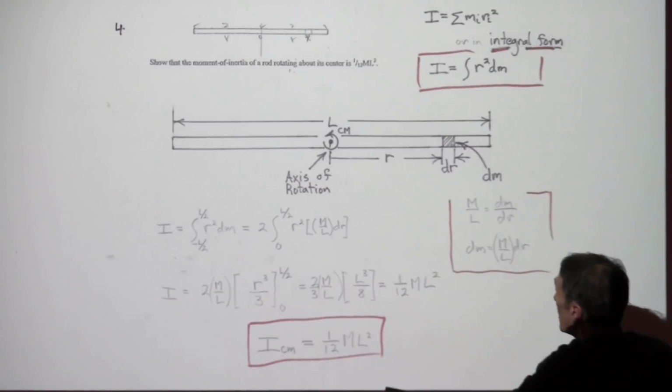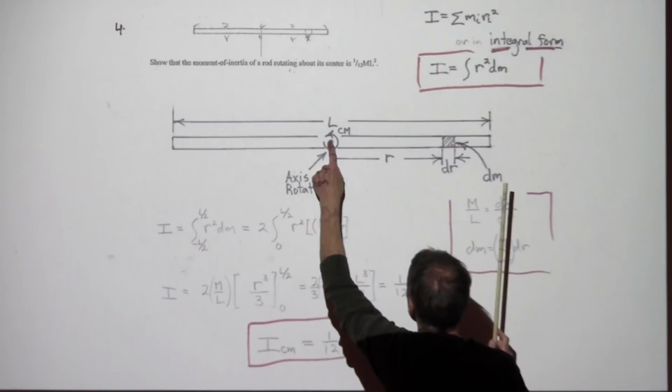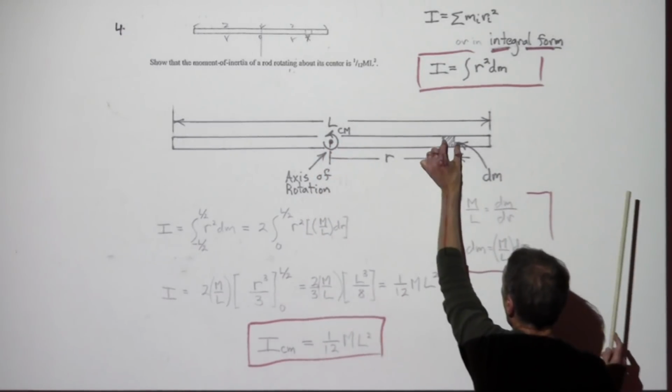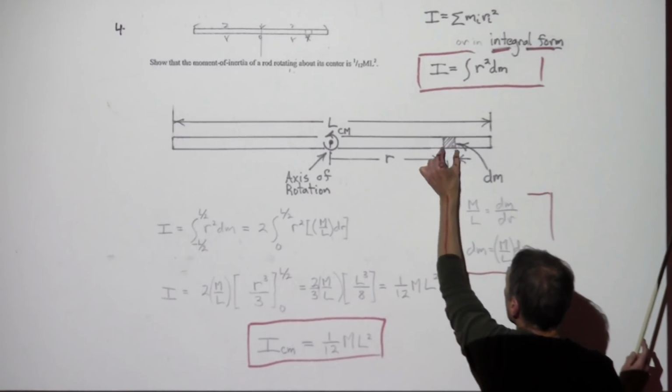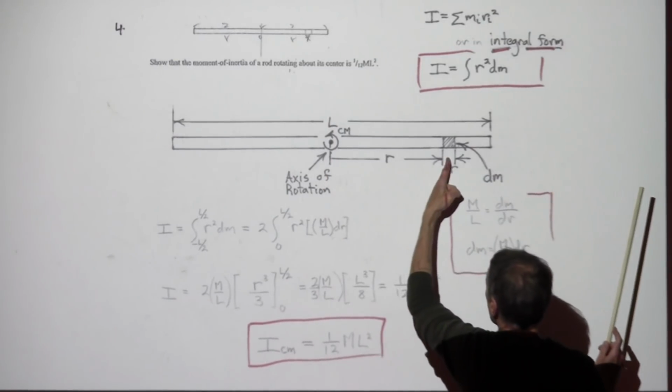So I'm going to take this rod. We want to rotate it around this center. So we chop this thing up into a bunch of pieces. I've got one piece here. I'm going to call it dm. It's got a length dr. And it's going to be out here at position r.